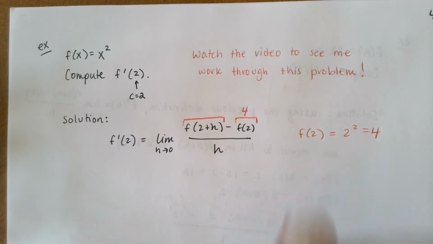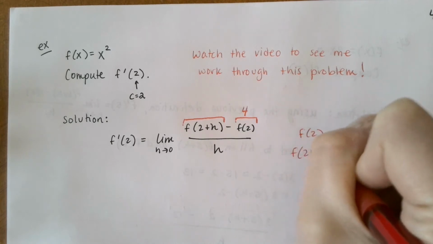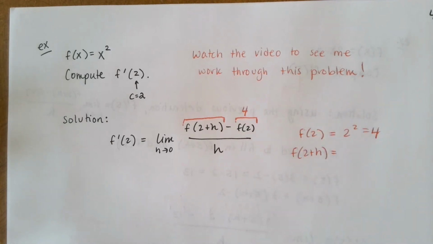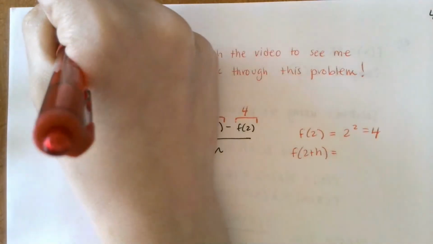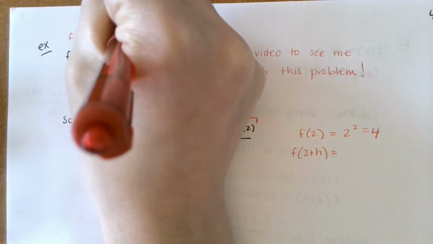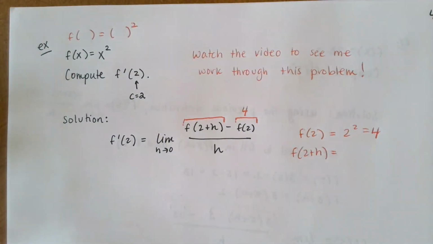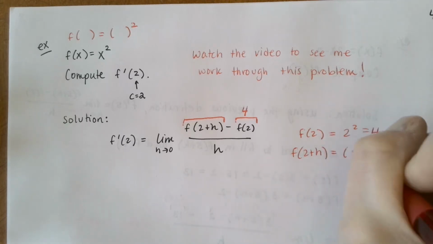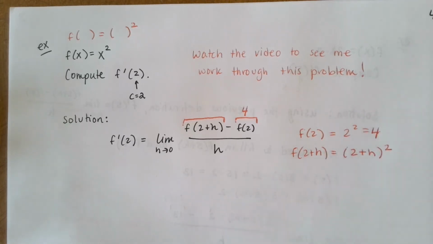F of 2 plus h is a little bit weirder, but we're going to get the hang of plugging in stuff like this. So f of x equals x squared. That tells me that f of anything equals that thing squared. So when I put 2 plus h in there, it'll be 2 plus h all squared. Like that. So I can't distribute this 2 exponent. To expand this out in the next step, I'm going to have to FOIL 2 plus h squared. So you can either save that for the next step, or you can do it right now in the scratch work. I'll save it for the next step.